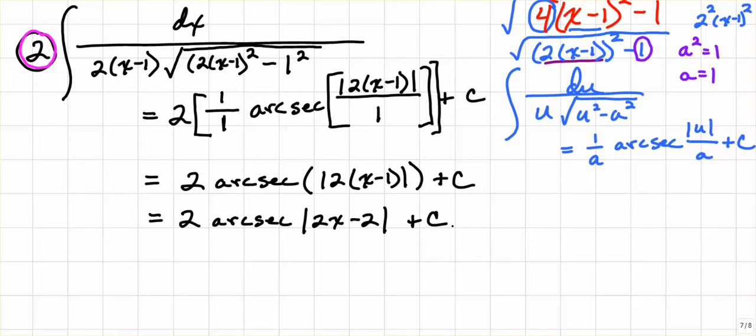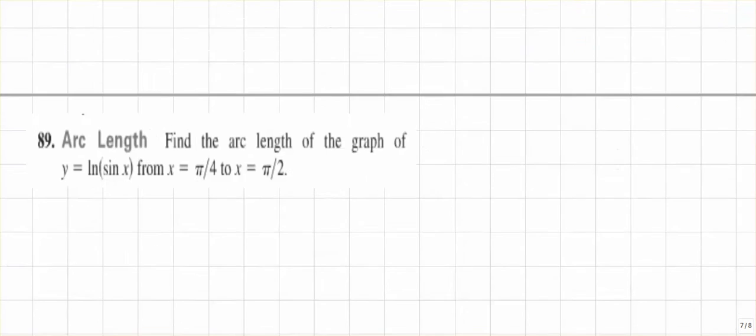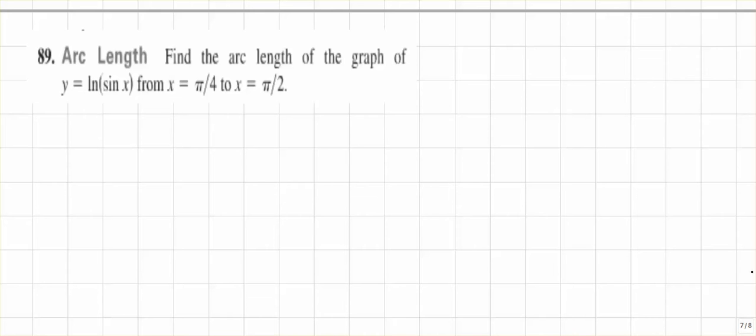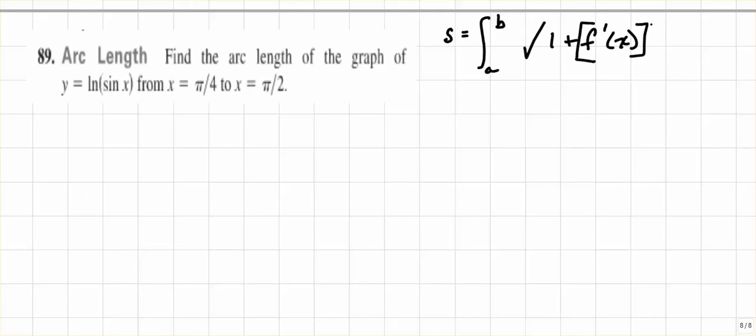So let's look at another one. And this one's going to involve using our friend, the arc length formula. We want to find the arc length of the graph of y equals ln of sine x from x equals pi over 4 to x equals pi over 2. So like I said, we're going to need the arc length formula, which will be equal to the integral from a to b of the square root of 1 plus f prime of x quantity squared dx.